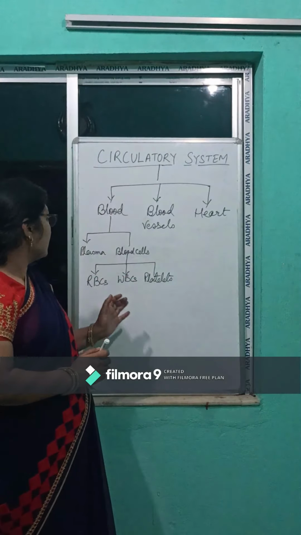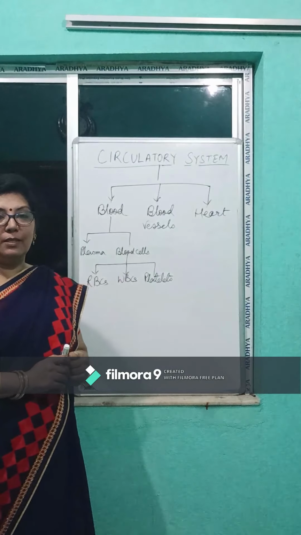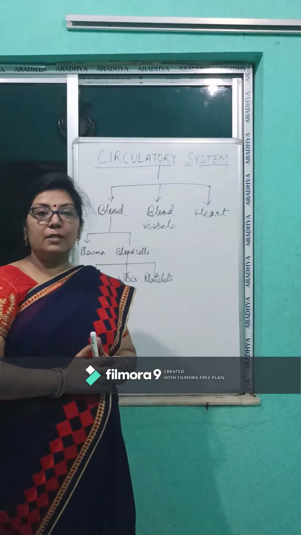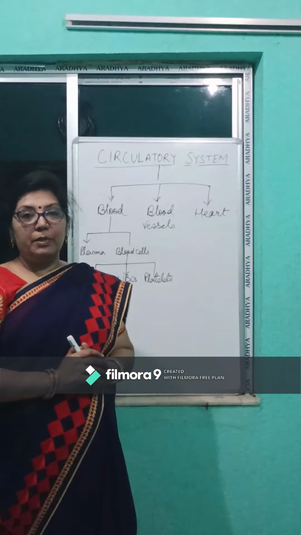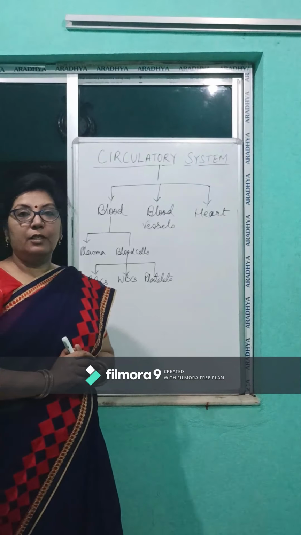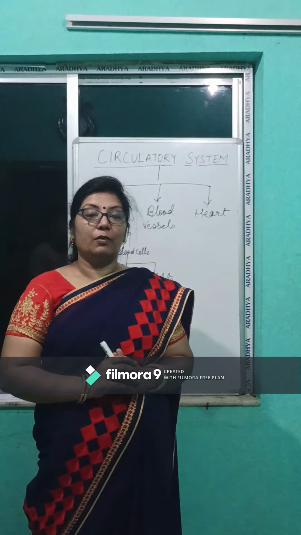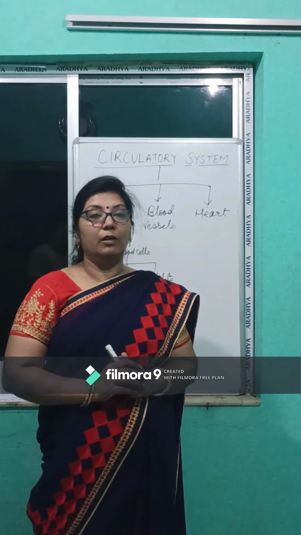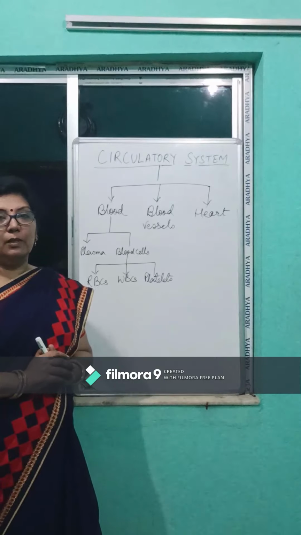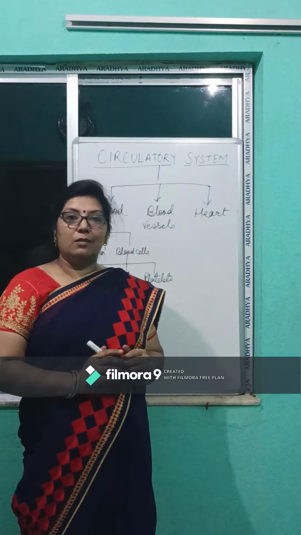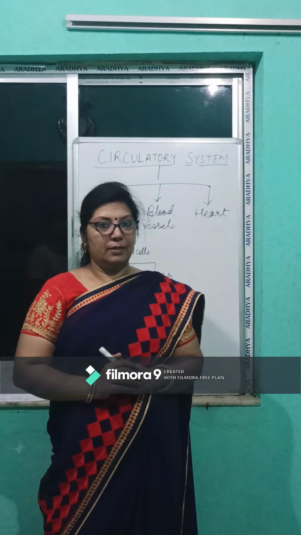And now we will discuss about the blood cells, RBCs. First one, RBCs also known as red blood corpuscles. RBCs impart red color to the blood because of the presence of pigment called hemoglobin, and this pigment is responsible for carrying oxygen to the different body parts.